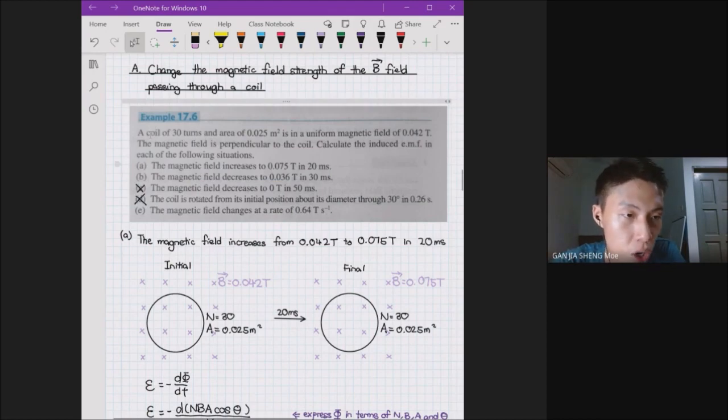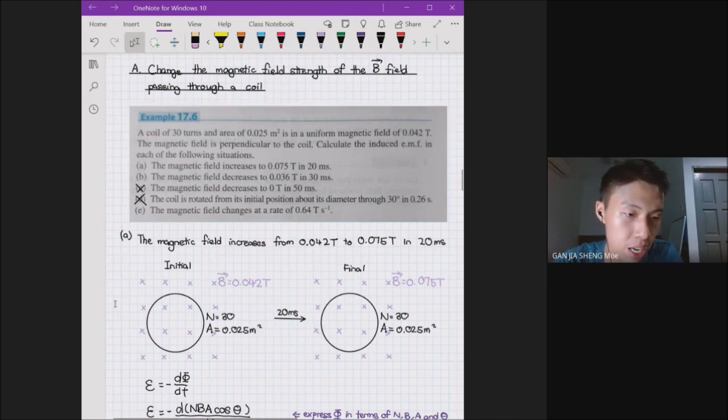Okay, so a coil of 30 turns, an area of 0.025 meter squared, is in a uniform magnetic field of 0.042 Tesla. The magnetic field is perpendicular to the coil.